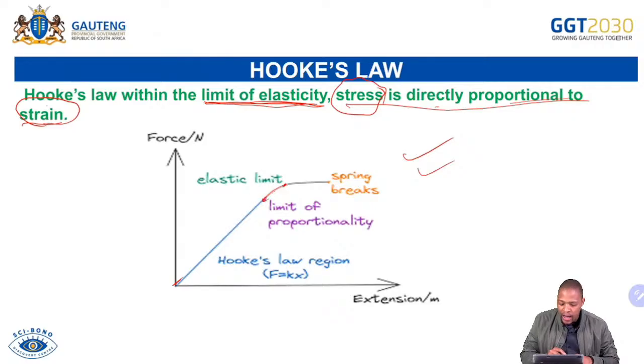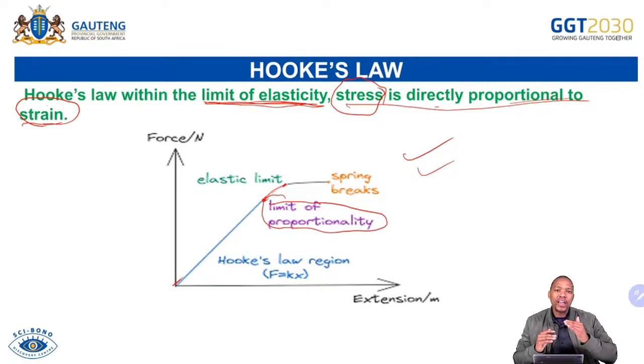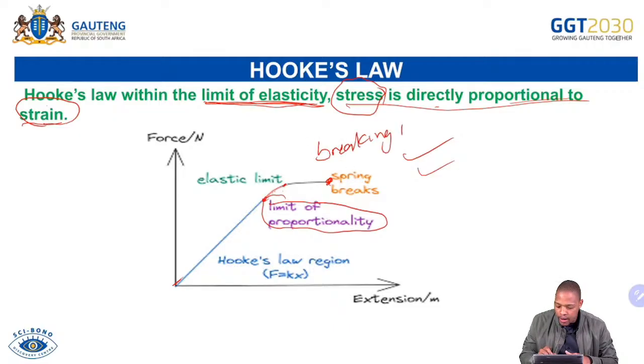Here is where we are at the limit of proportionality, where it is directly proportional. After that it reaches a point where it's no longer proportional. That is when it's no longer regaining its original shape and size completely. So it's no longer a perfectly elastic body, as you remember those definitions. And if you go beyond the elastic limit, you would reach a certain point called the breaking point.